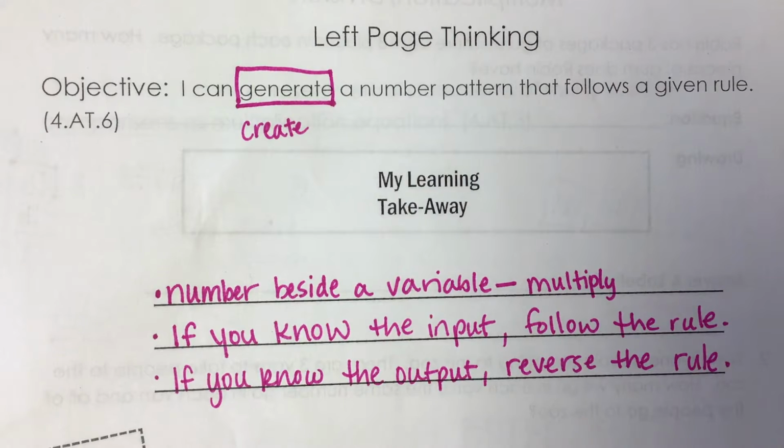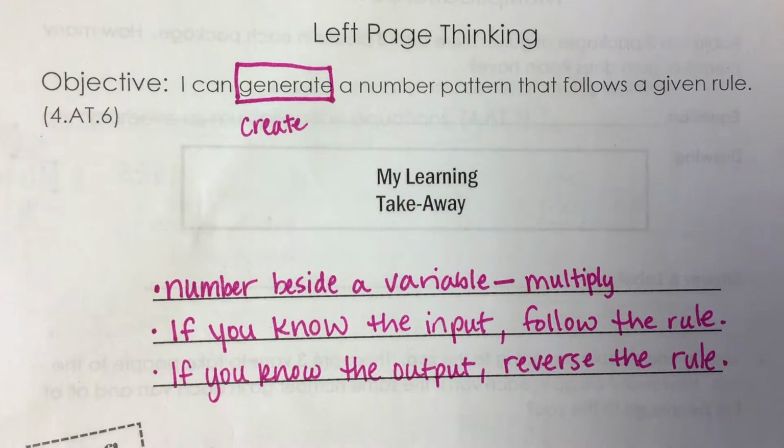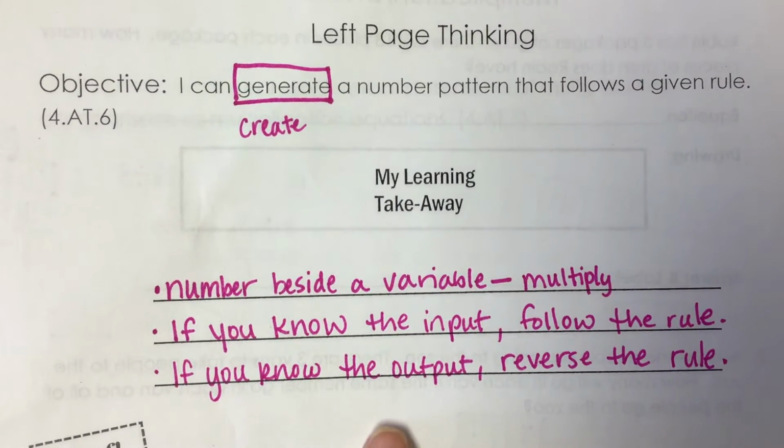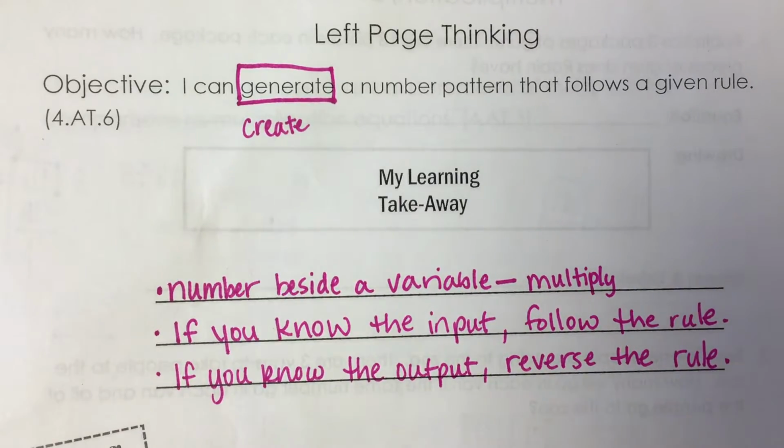Write multiplication as a number with a variable right next to it. That means we're going to replace the variable with a number and then multiply. We also said if we know the input number, we follow the rule. If we know the output number, we reverse the rule, okay?